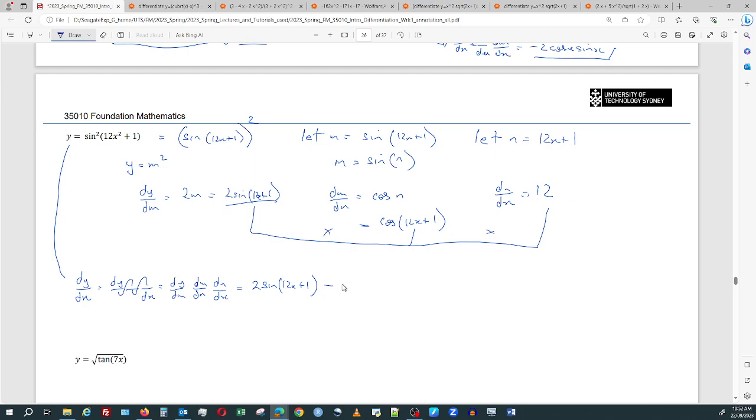times cos 12x. Now, what have I done there? I didn't need to put a minus there. The differential of sine is cos, leave it. So that's fine. Cos 12x plus 1 times 12. So we're going to get the numbers multiplying. 12 times 2 is 24. Doesn't matter what order you put it in.